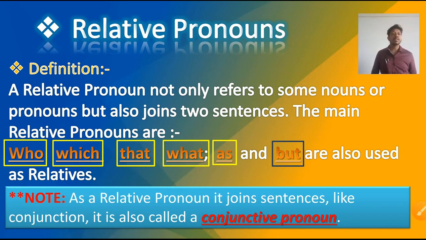So what is the note? The note is how a conjunction joins more than 2 sentences. Relative pronouns are doing the same thing, meaning they also join 2 or more than 2 sentences, so they are called conjunctive pronouns. Here I am going to tell you the uses of relative pronouns.